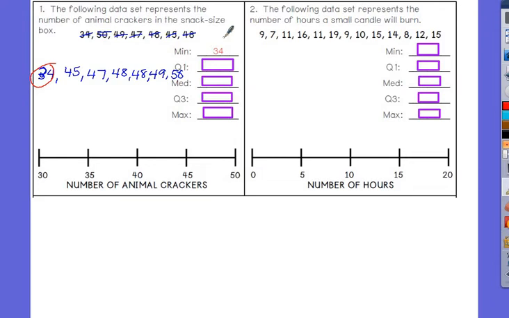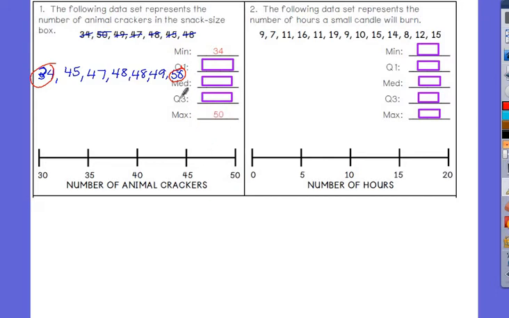All right. Who do I like looking at next? My max. So who is the max here? 50. That's not an 8, it's a 0. Sorry. My max is 50.